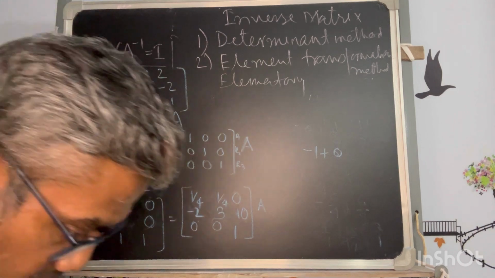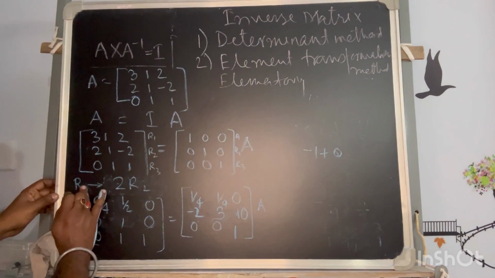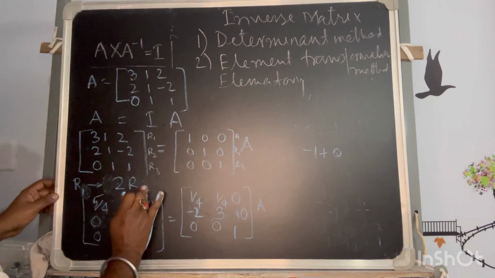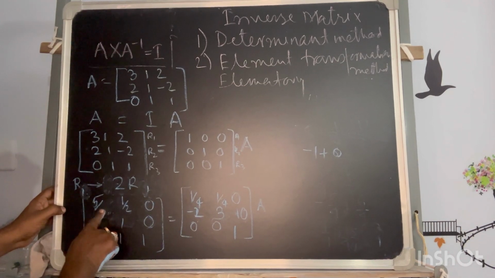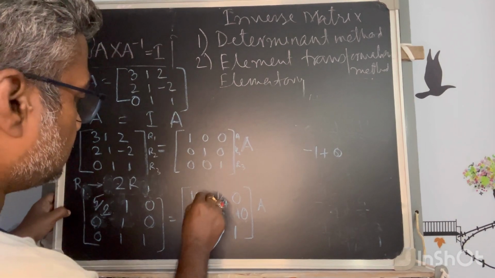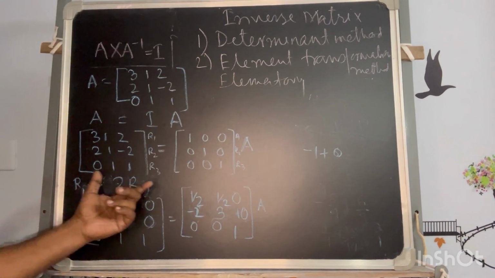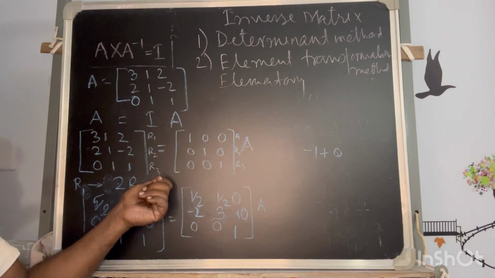The next operation is R1 into 2. R1 also I am multiplying with 2. Okay, 2R1. So what would change? This time this will change. This will become 1. So same thing I will change here.